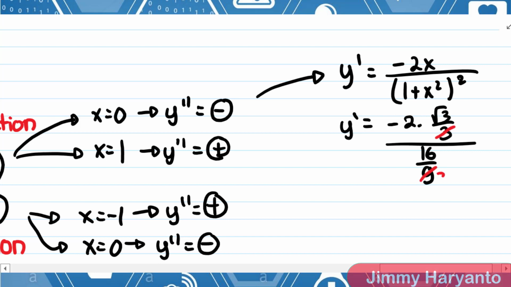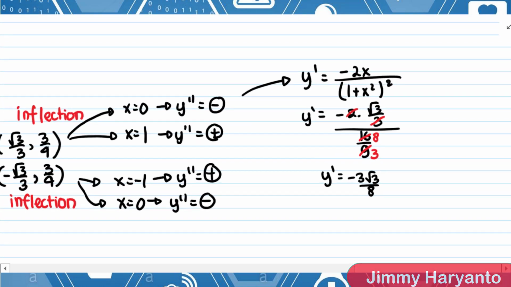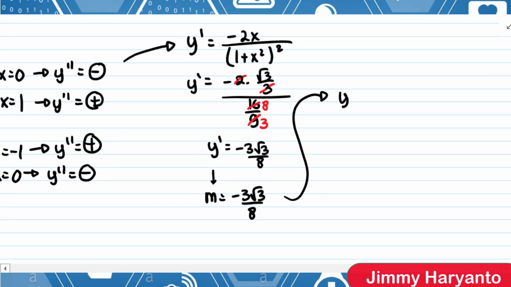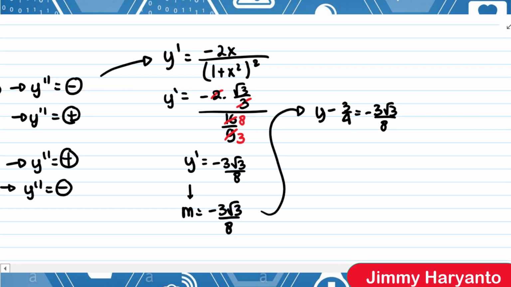That means I can cross out this one, and then I can cross out this one also. I will have y accent equals negative 3 square root of 3 over 8. I hope that I don't make any mistake for this calculation, but if I did, please tell me. So the gradient will be negative 3 square root of 3 over 8, and that also means y minus y1, which is 3 over 4, equals the gradient negative 3 square root of 3 over 8 times x minus x1, square root of 3 over 3.